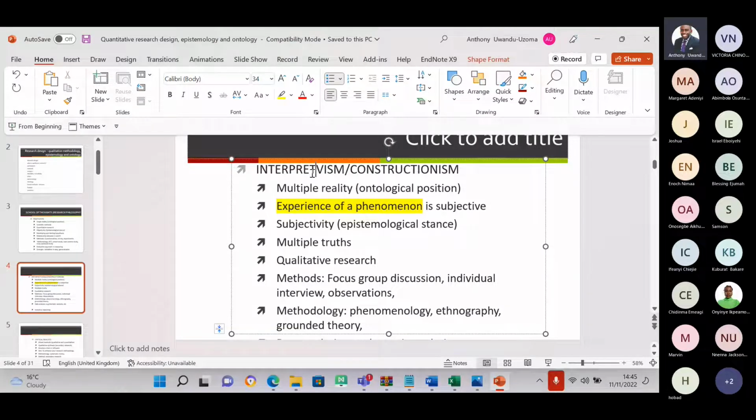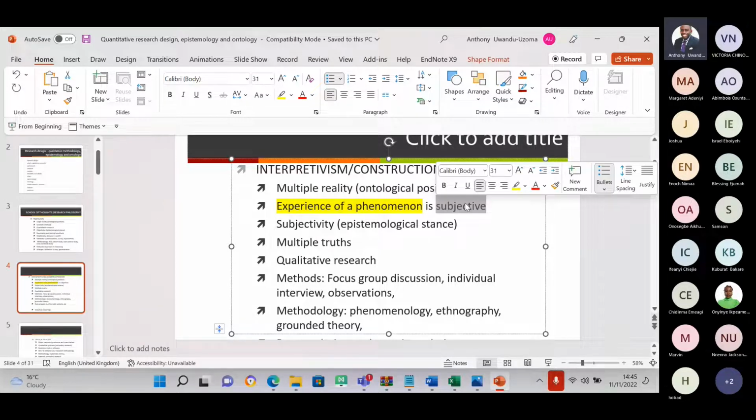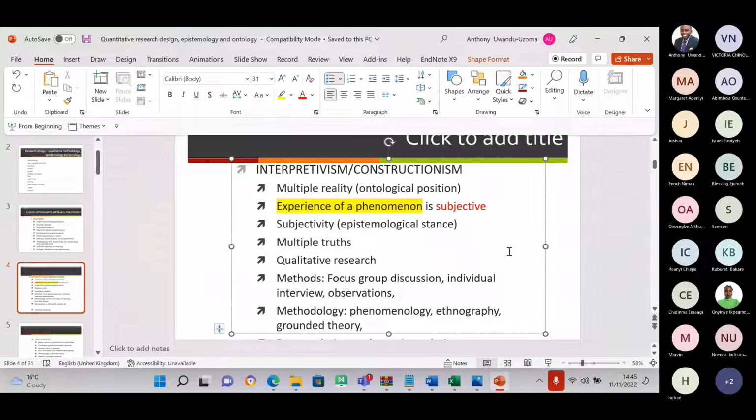If the experience is subjective, that means people experience things differently, even though they're experiencing the same thing. Maybe they're experiencing torture, like maybe you're studying torture, child abuse, anything at all. How human beings experience it is different. How one person experiences something is different from how the other person experiences. So you need to be clear on your research philosophy so that you should be able to know the category you are in, each area.